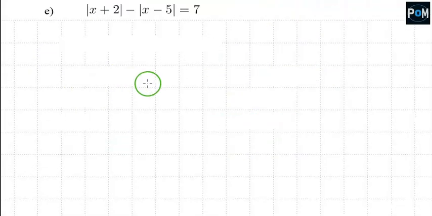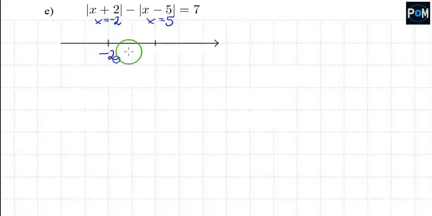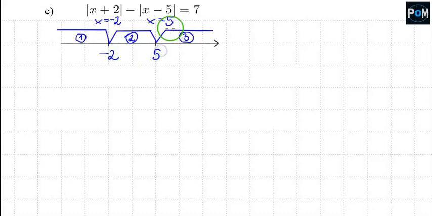And our final example. We also have two absolute values here, so we'll calculate them. This will be equal to 0. Then x will be equal to negative 2. Here we will find x to be equal to 5. We then place these two specific numbers onto the number line. The number line then divides itself into these three distinct sections.